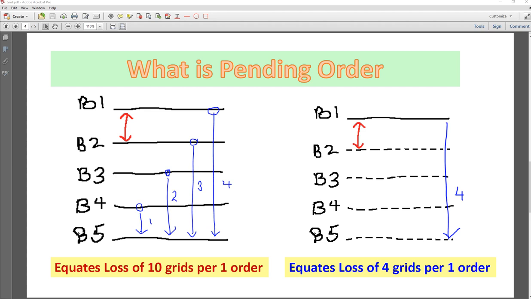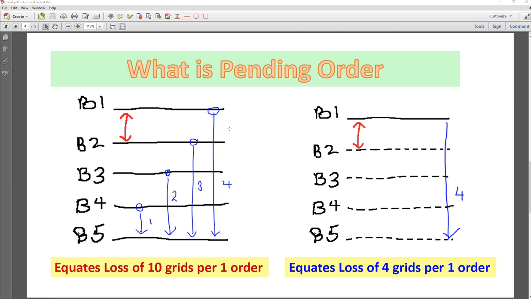Okay, in this video, I will explain the pending order and the grid system. From the grid system we discussed in the last video, if you bought B1 and the market went the other way, keeps on going down to B5, it means you'll be holding B1, B2, B3, B4, and B5. For each one you'll be losing, except B5 where you break even.